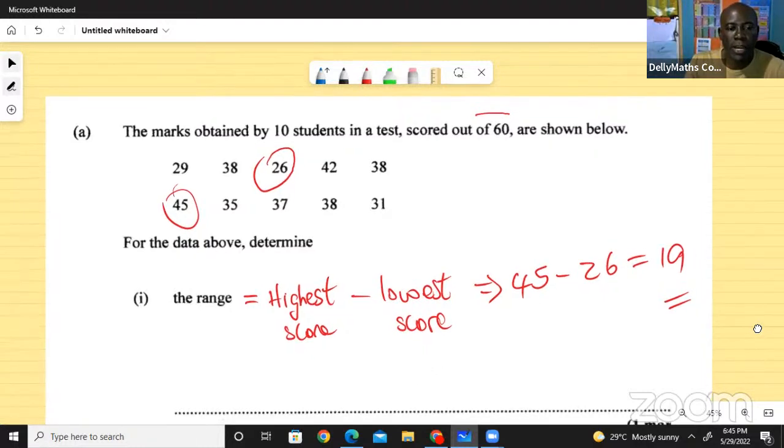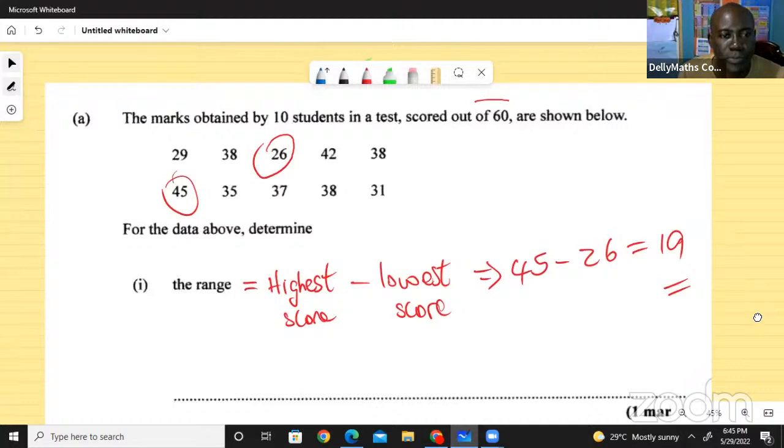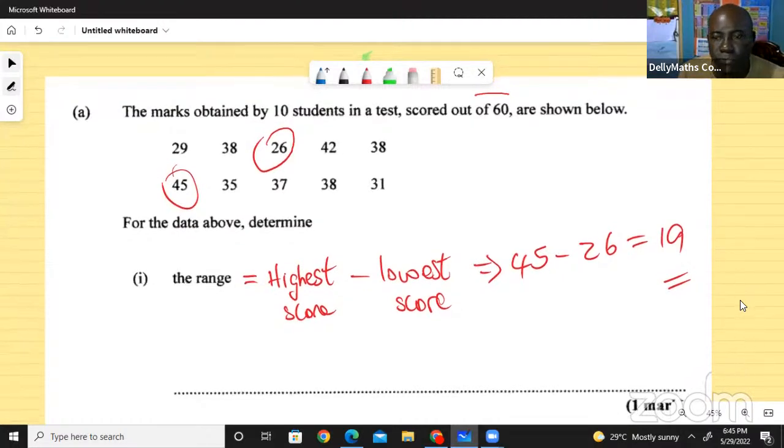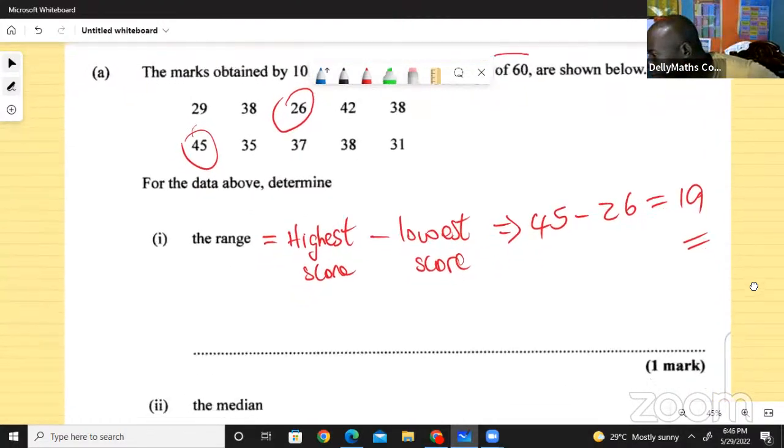All right. So there it is. We have 19 as the range.